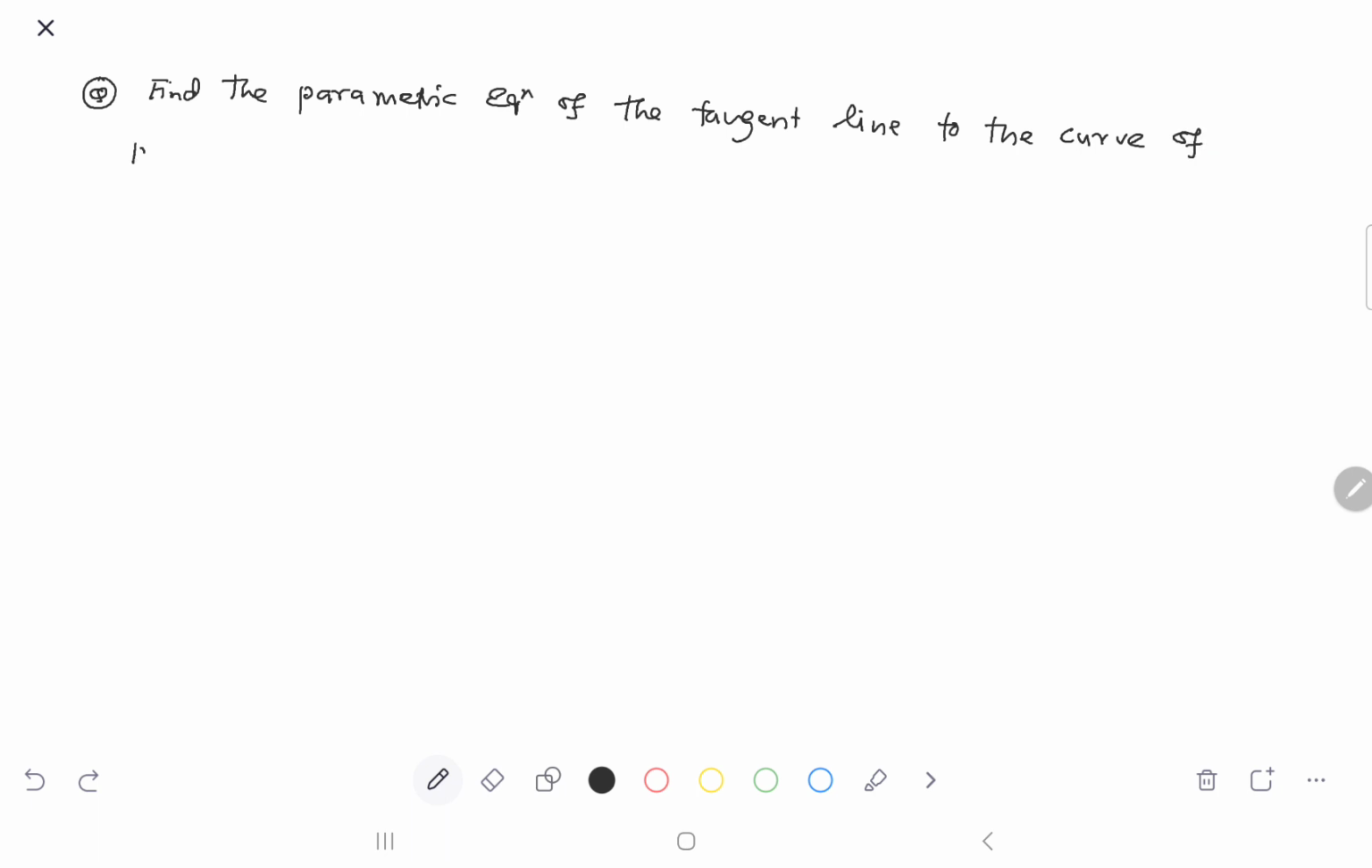So let me write down the question here. Find the parametric equation of the tangent line to the curve of intersection of the ellipsoid.